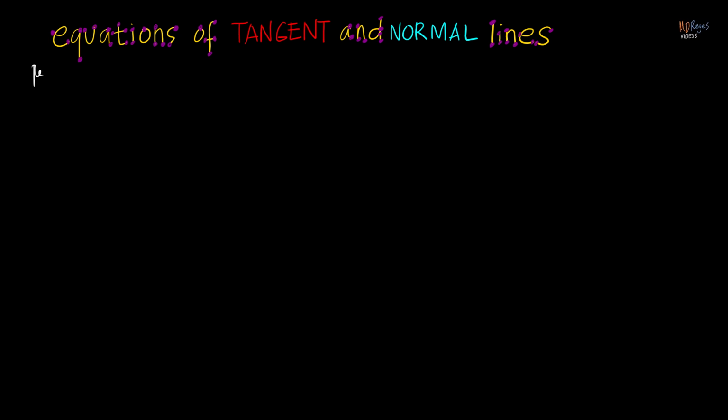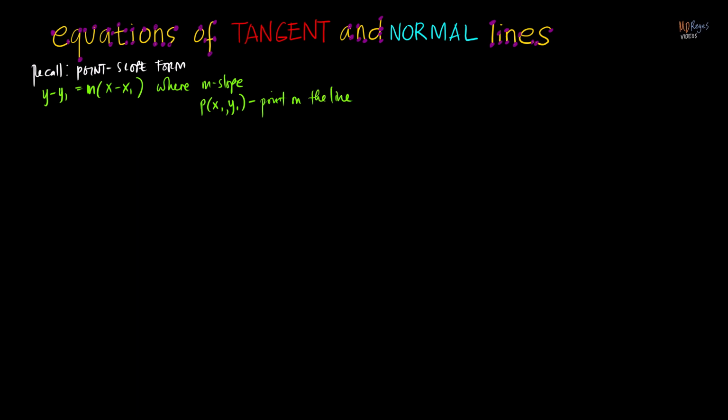First, we recall the point-slope form of the equation of a line. It's written as y minus y sub 1 equals m times the quantity x minus x sub 1, where m is the slope of the line, and x sub 1 and y sub 1 are the coordinates of the point P on the line. So to find the equation of the tangent line, we'll be using this point-slope form.